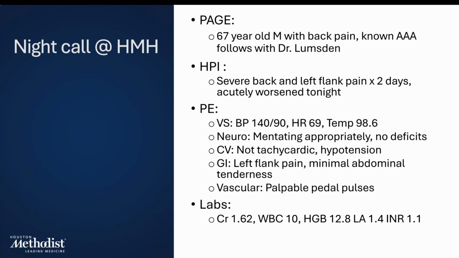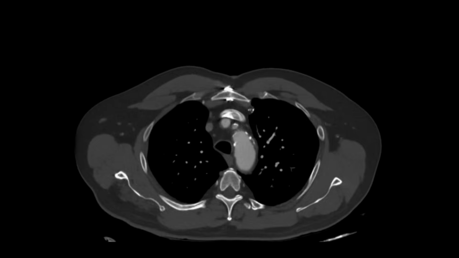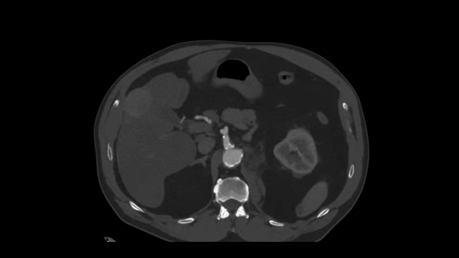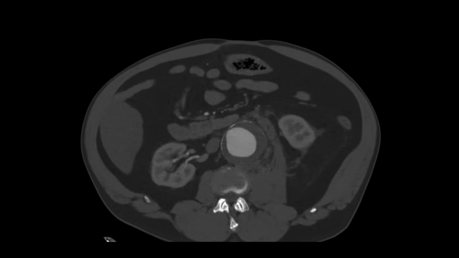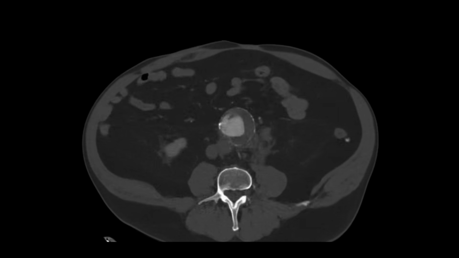So he's coming back, he's had back and left flank pain for 2 days, which has acutely worsened tonight. Here are his vitals. He's normotensive, non-tachycardic. He's maintaining appropriately. He does have some flank pain and mild abdominal tenderness. He has palpable pedal pulses bilaterally. His lab values are as follows. He's got baseline CKD, no lactic acidosis, and his INR is 1.1. Here's a look at his scan. So you have a left posterolateral rupture that is contained with some retroperitoneal hematoma.